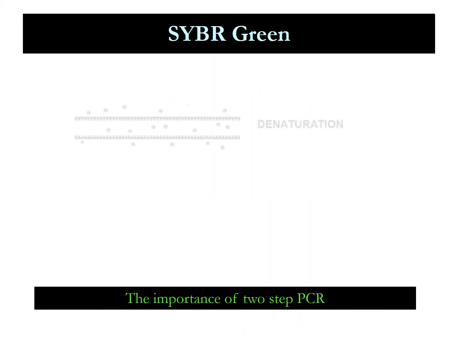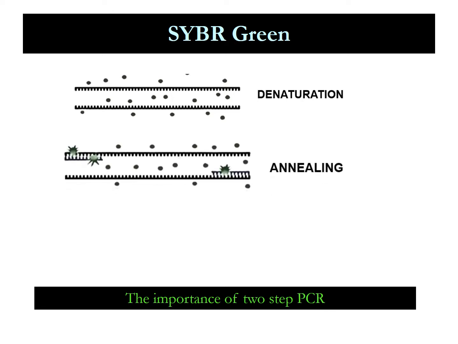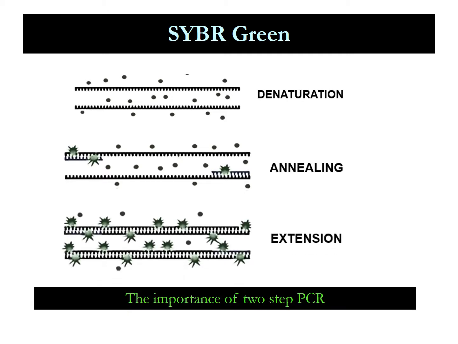In the case of SYBR green, during the denaturation step, the SYBR green molecules remain in solution. During the annealing step, the SYBR green molecules will commence binding to the DNA molecule. And during the extension step, during which the DNA is double-stranded, the signal intensity will be maximized due to the binding of the SYBR green molecules to the double-stranded DNA.